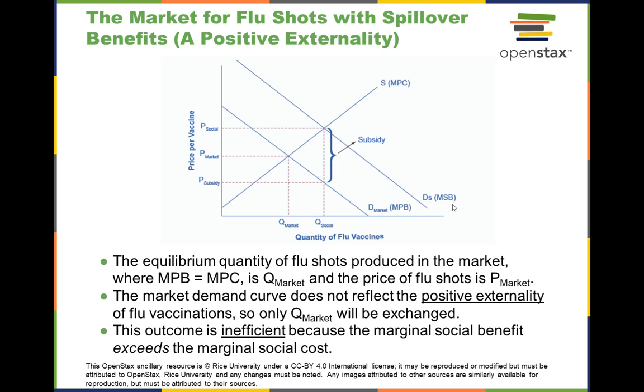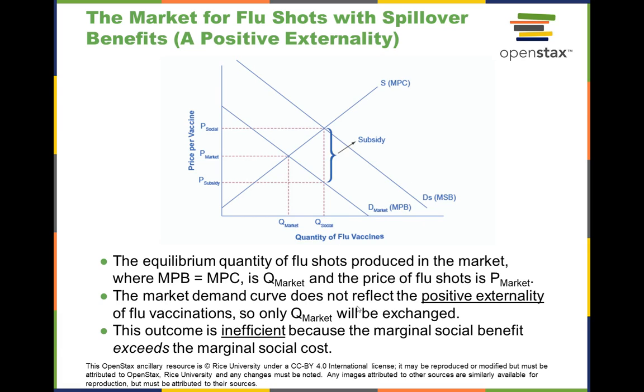And these other abbreviations like MSB, marginal social benefit, MPC, marginal private cost, and MPB, marginal private benefit, are what those abbreviations all stand for.